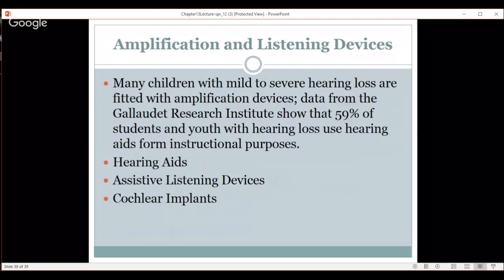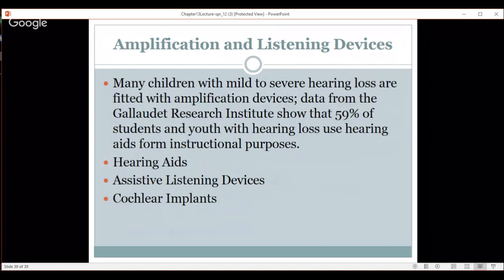The microphone picks up sound and sends it to the speech processor, which analyzes and digitizes the sound. And the transmitter then sends the information to the receiver, which converts the coded speech signals to electrical signals, which are then sent to the electrodes. Cochlear implants might be implanted in one ear with a hearing aid used in another ear, or it might be implanted in both ears.